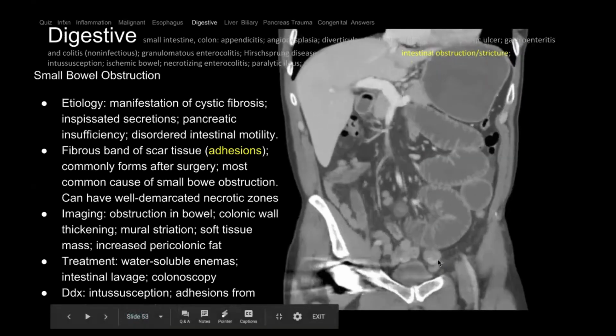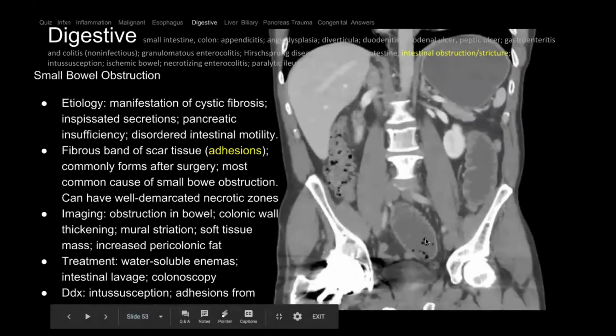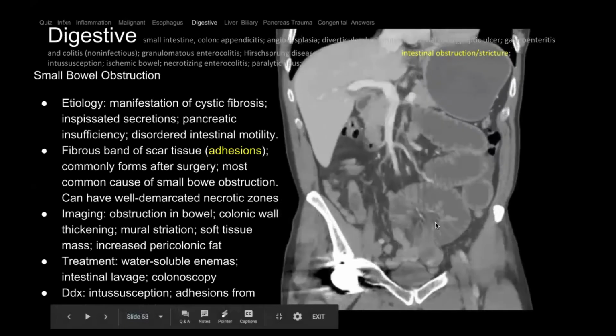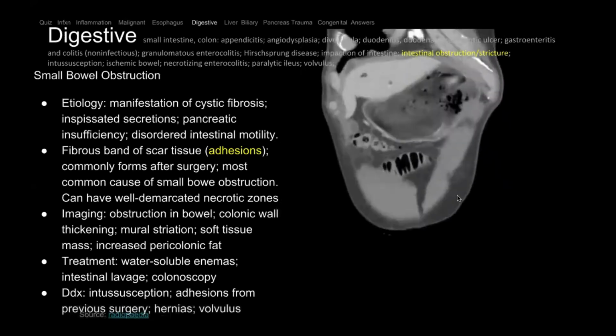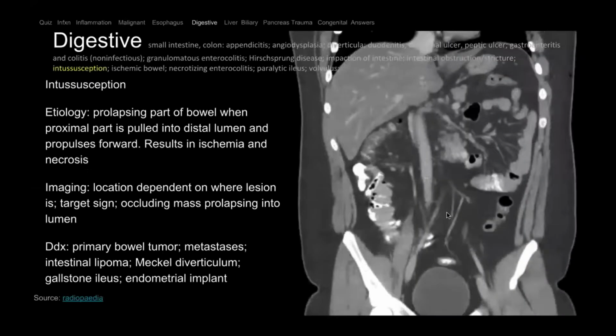And so that kink is most commonly from adhesions, just because of the prevalence of surgery. That's the most common cause of obstruction. But other things that cause obstruction are hernias and cancers. So you've got to look for those two.